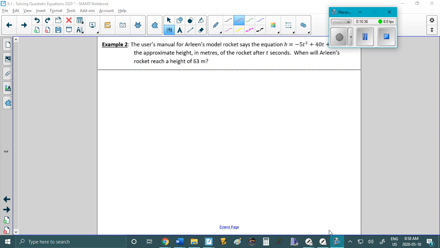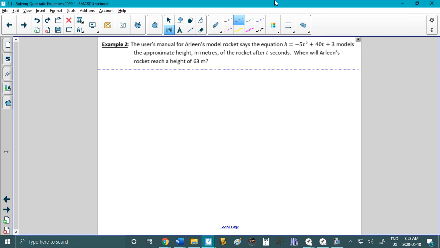Last question. I encourage you to pause and try the question first, and then unpause and see how I did it. Okay, so the user manual for Arlene's model rocket says that this equation models the height in meters after t seconds. When will the rocket reach a height of 63? Okay, so the first thing you'll notice is there is no 63 in here, so we need to put the 63 in. So we sub in 63 for height.